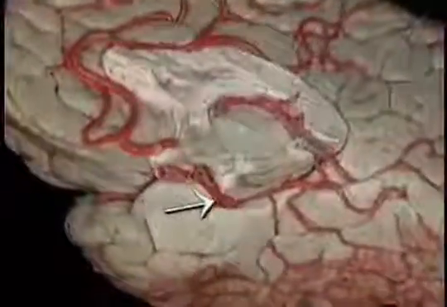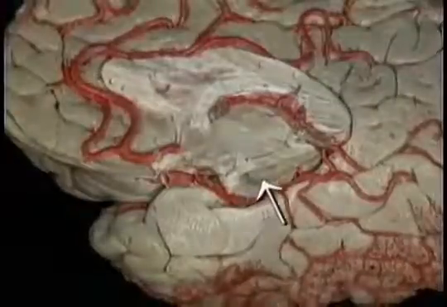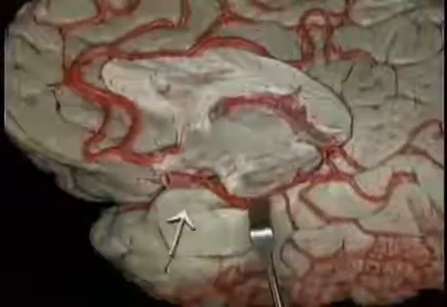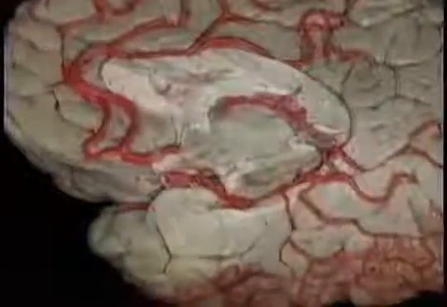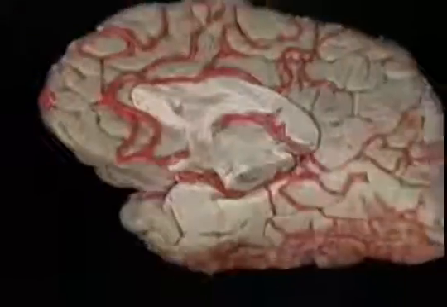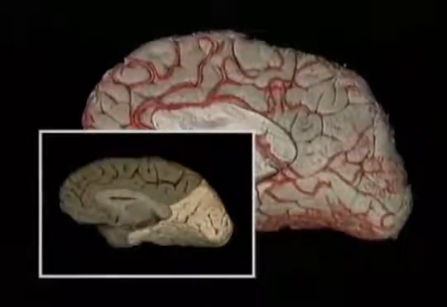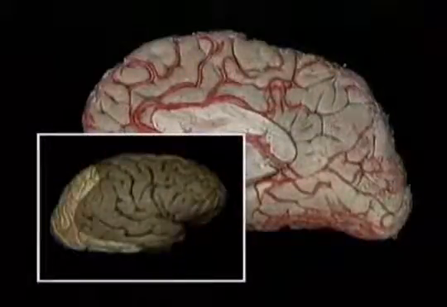Here's the posterior cerebral artery. It winds around between the cerebral peduncle, which has been divided here, and the most medial part of the temporal lobe. The posterior cerebral artery gives off branches which supply this area on the medial aspect and underside of the hemisphere, and this area on the lateral aspect.